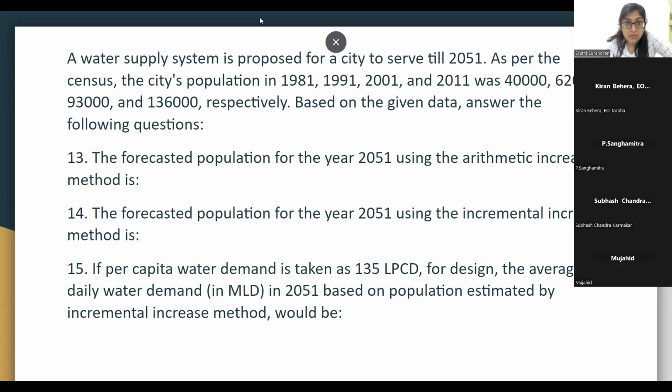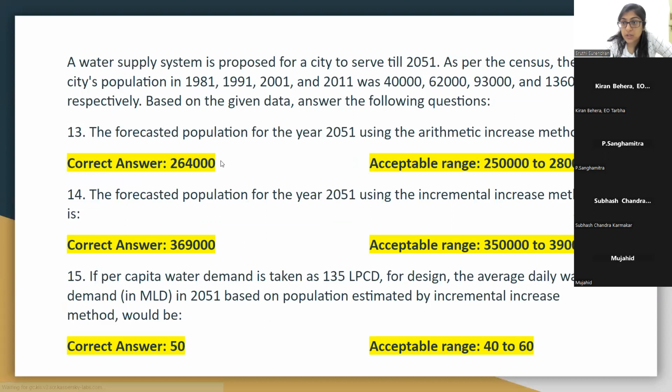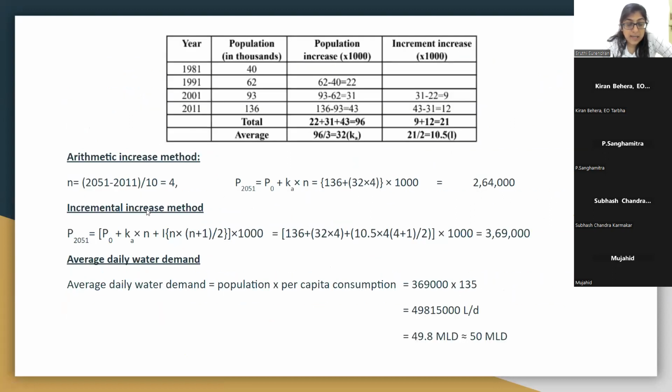Okay, move on. So I'll be moving on to the solution. The first answer, like Mujahid and Ola said, is 2,64,000. Second one, this is the answer. Third one, this is the answer. I'll show you the calculation. In the arithmetic increase method, n is equal to 2051 minus 2011, which is 40 years. 40 years divided by 10, n will be equal to 4. This is the formula, P0 plus K into n.